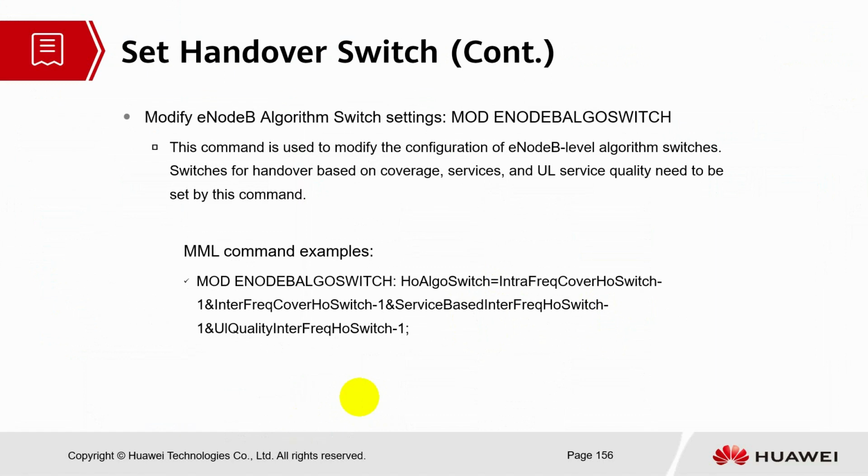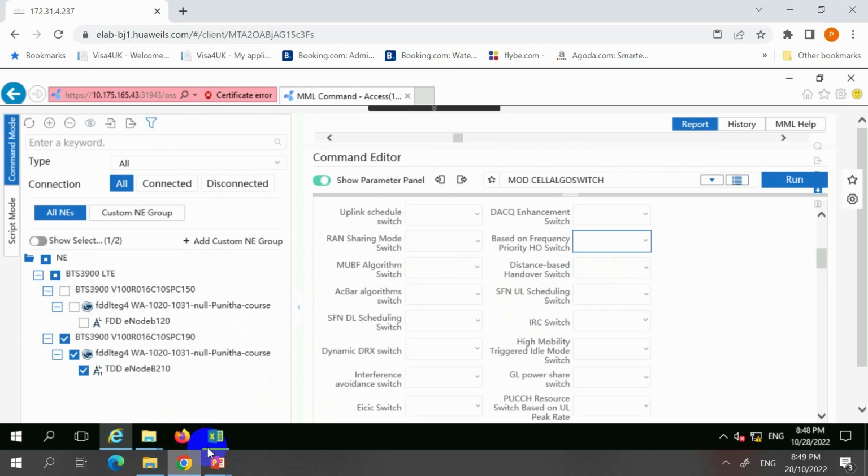So next, modify the eNodeB algorithm switch. This one will modify the handover based on coverage, services, uplink service quality can be set. So basically when you modify the eNodeB algo switch, you will set the handover based on the interfrequency, service based or uplink quality based. So let's look into this command.